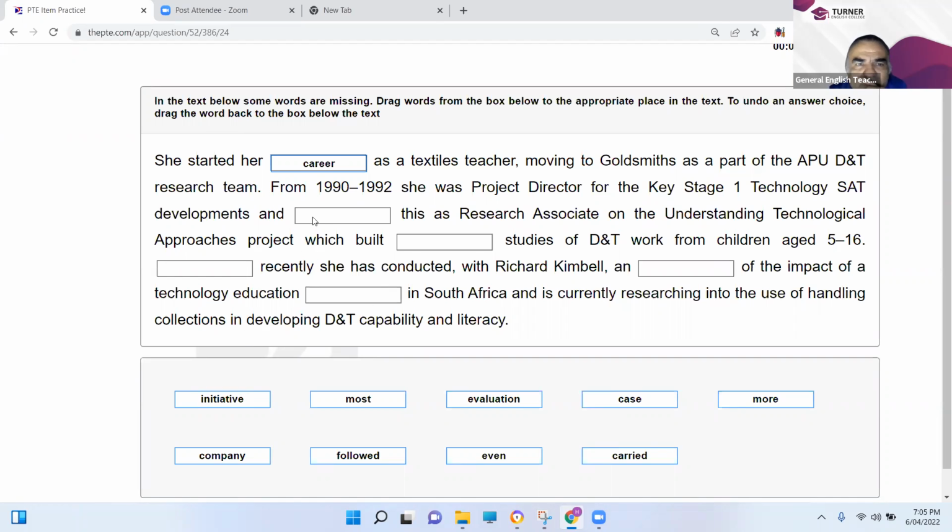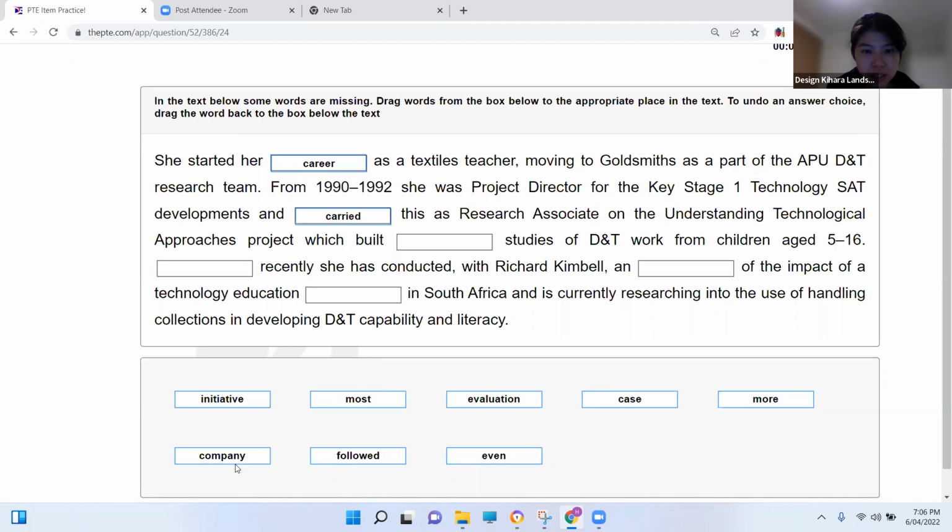Number 2, tell me. Number 2, carried. And the distractor here? Followed. Look, it's the same part of speech. It's in PP format. This is in PP format. Good. Number 3.